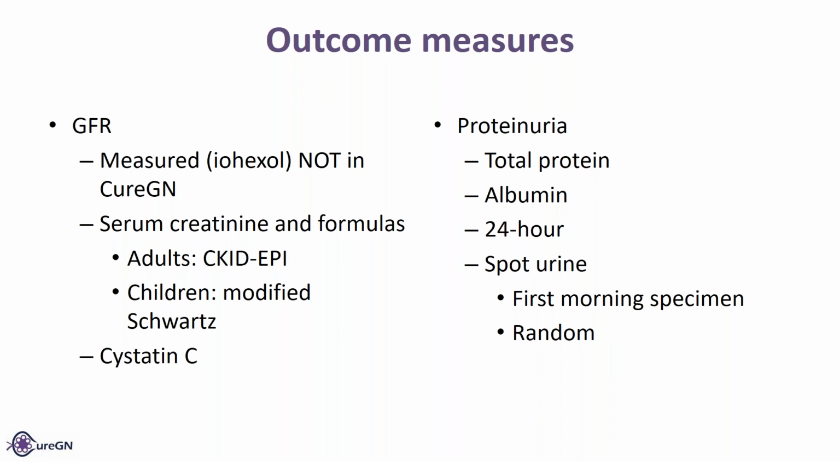One is GFR, which is considered by the FDA the hard clinical outcome. In other words, people care most importantly, I guess one is mortality, obviously, and the preservation of kidney function, and that's by GFR. And the most accurate way was with measurement. These are injection of molecules that are cleared by the kidney. The one that's most widely used in, I think, both pediatrics and adults is iohexol, but this is not part of CureGN, and therefore we rely upon serum creatinine and occasionally cystatin C, and then we use formulas. The adults use CKD-EPI, and in pediatrics we use the modified Schwartz.